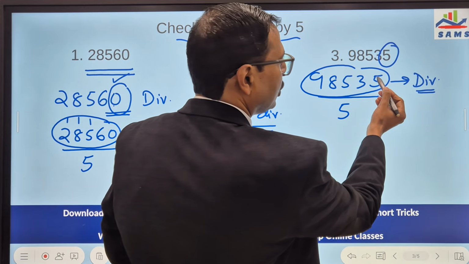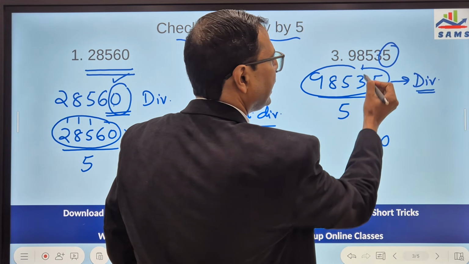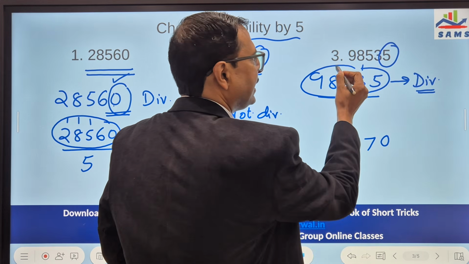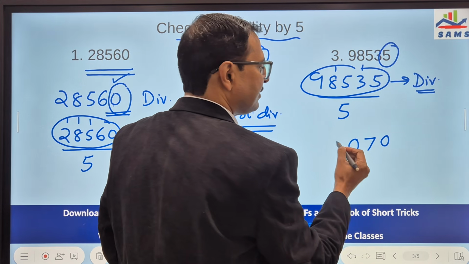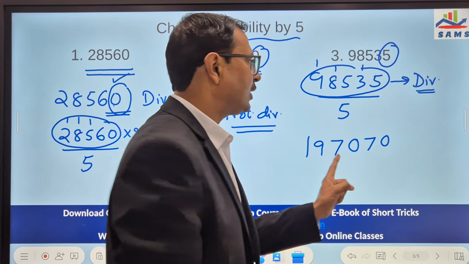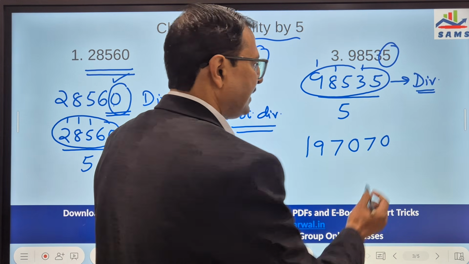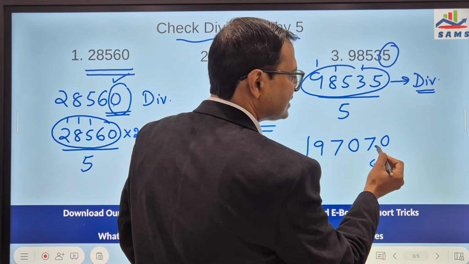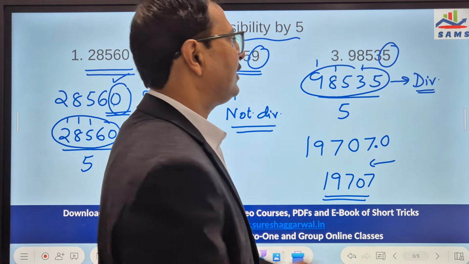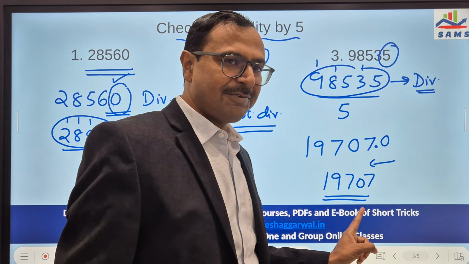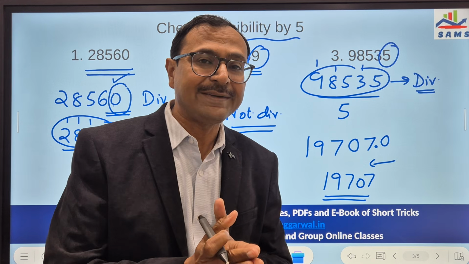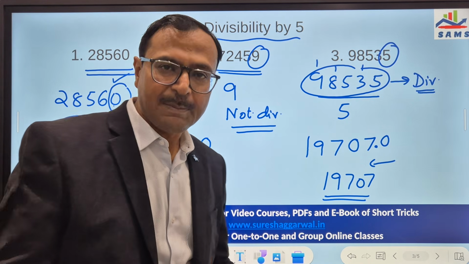And for doubling, 2 5s are 10, 0, 1 carry, 2 3s are 6 plus 1, 7, 2 5s are 10, 0, 1 carry, 2 8s are 16 plus 1, 17, 7, 1 carry, 2 9s are 18 plus 1, 19. This is what you get by doubling this number, and then from the right hand side put a decimal. You have 19707 as the quotient when you divide this number by 5. Isn't that easy? Division and divisibility both go together, and the hacks are really important.